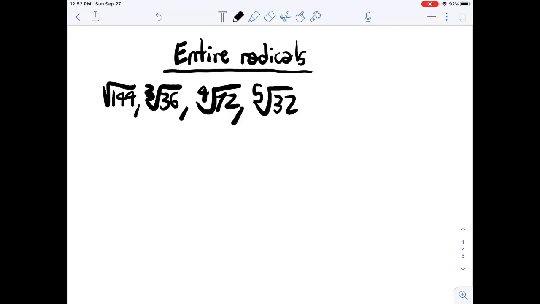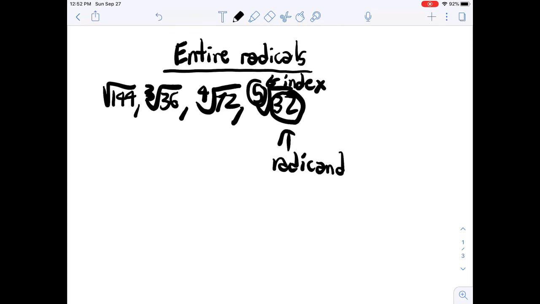So in a radical there are two parts. There's the radicand, which is the number underneath the radical sign. And then there's the little number to the left of the radical sign, which is the index. And the index is referring to the root of the radicand. So in this example, you have 32 to the fifth root. So this radical represents the number that multiplies itself 5 times to get to 32.